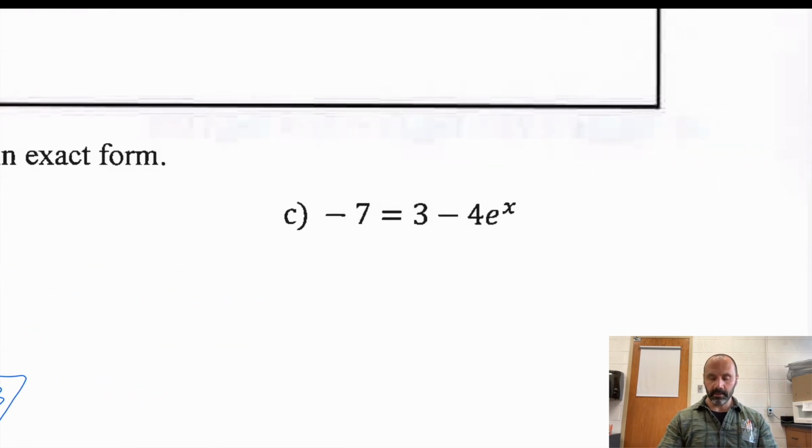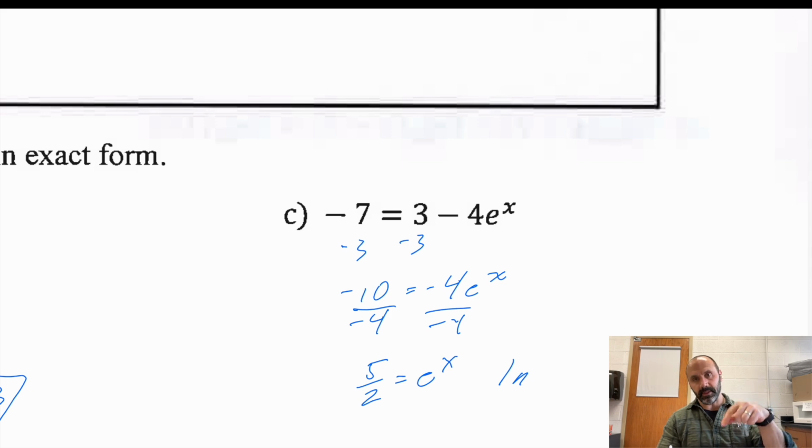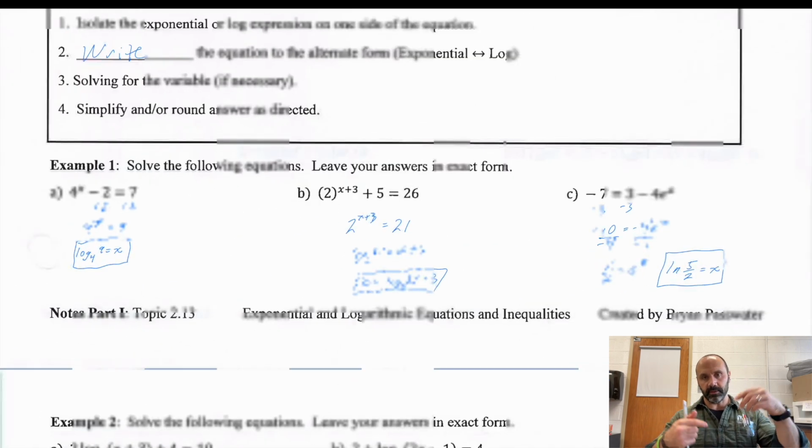Okay, so I'm trying to get e to the x by itself, and that includes getting rid of that 4. So minus 3, so this is negative 10 over negative 4, over negative 4. So this is 5 over 2 equals e to the x. So this is going to become natural log. So remember, log base e is natural log of 5 over 2 equals x. Okay, and again, we leave it that way. That's solving exponentials.